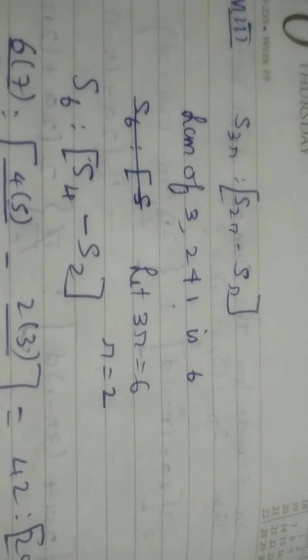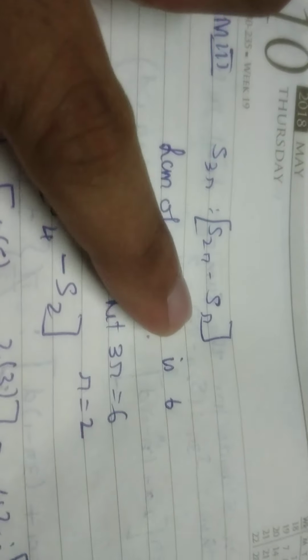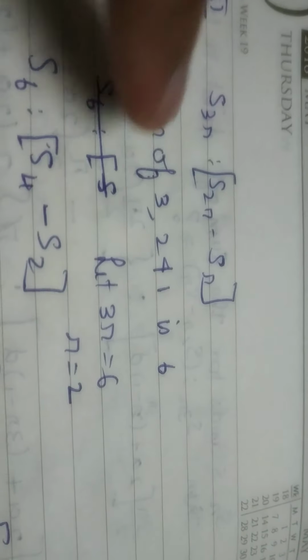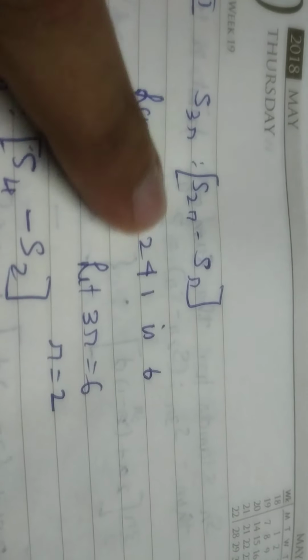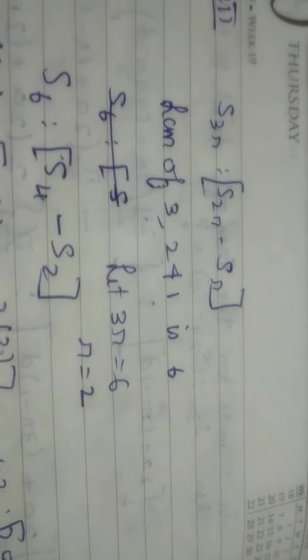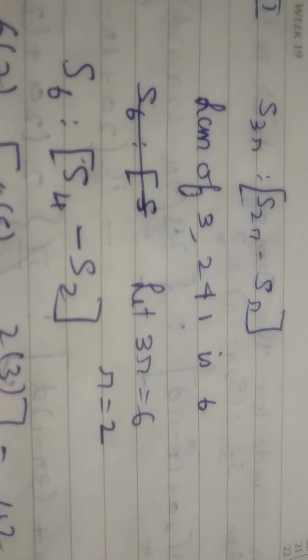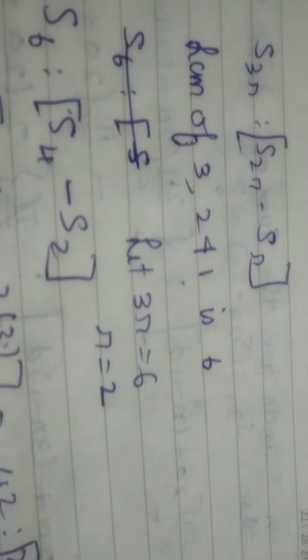Okay, let me move on to the third method. Now we have to find S3r is to S2r minus Sr, correct? Now take the LCM of 3, 2 and 1, which are the coefficients of r. LCM of 3, 2 and 1 is 6. So let 3r be equal to 6. If 3r is 6, then r is 2, correct?